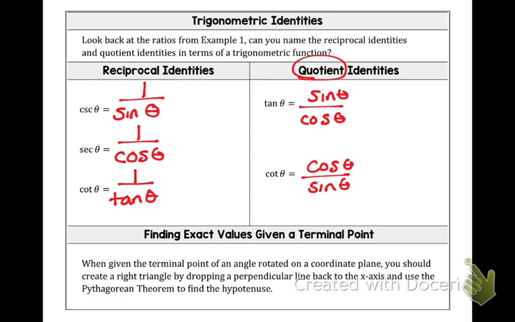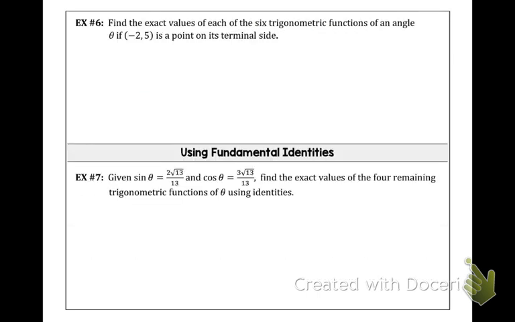Now, when given the terminal point of an angle rotated on a coordinate plane, you should create a right triangle by dropping a perpendicular line back to the x-axis and then using the Pythagorean theorem to solve for the hypotenuse. So moving on to example 6, find the exact values of each of the 6 trigonometric functions of an angle if negative 2, 5 is a point on the terminal side. Let's make our quadrant 1, quadrant 2. Going out to the left, negative 2, up 5, we make our terminal side.